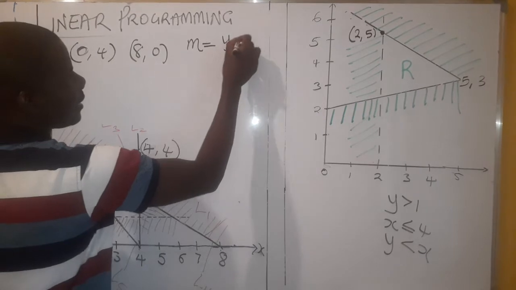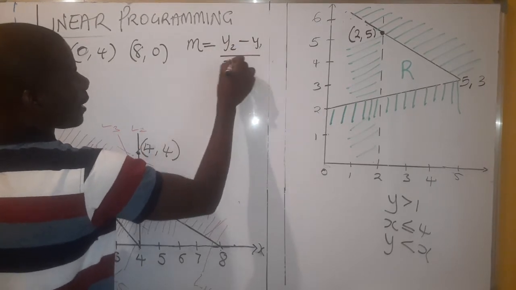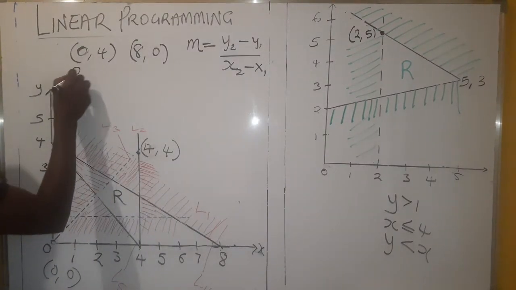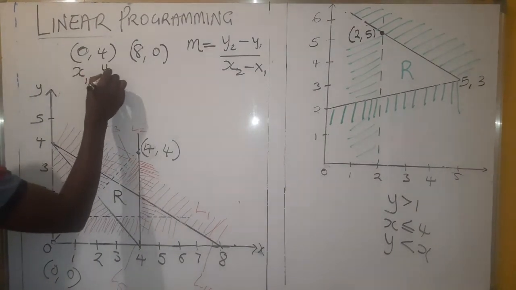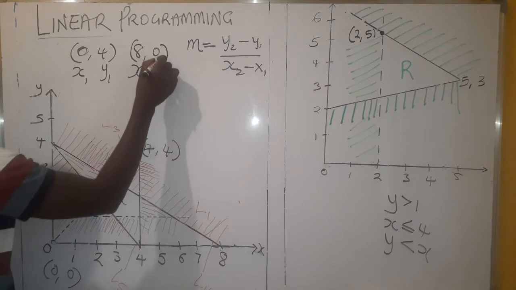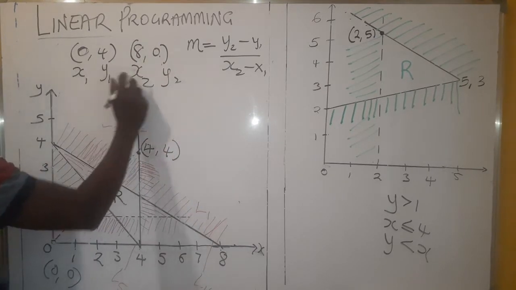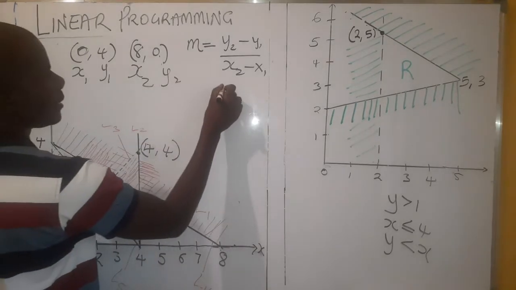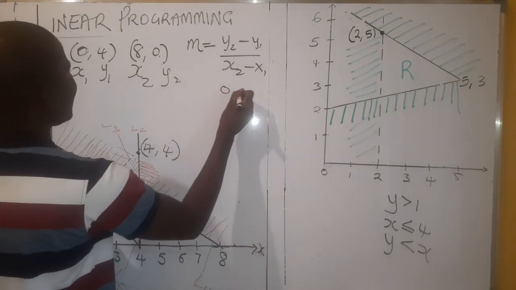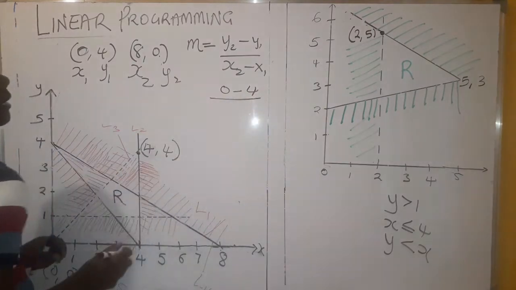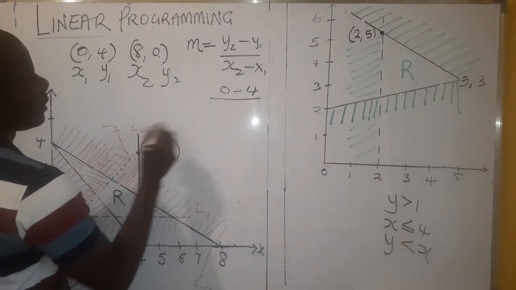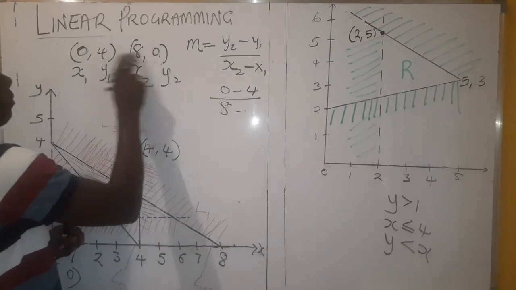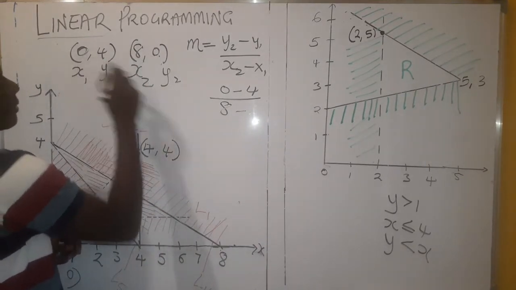The gradient, we use this formula. Okay, so these are x coordinates. The first one is x1, this one is y1, the second one is x2, and this one is y2. So these are the coordinates that we are putting into the formula. Our y2 is what? 0 minus 4 over our x2, which is 8 minus 0. Then we have 8 minus 0.